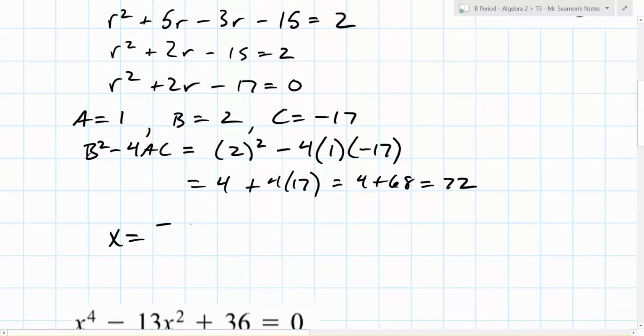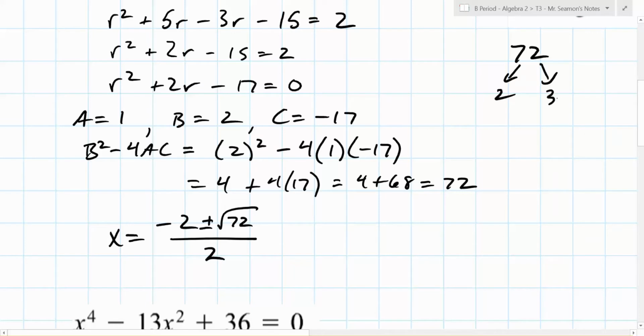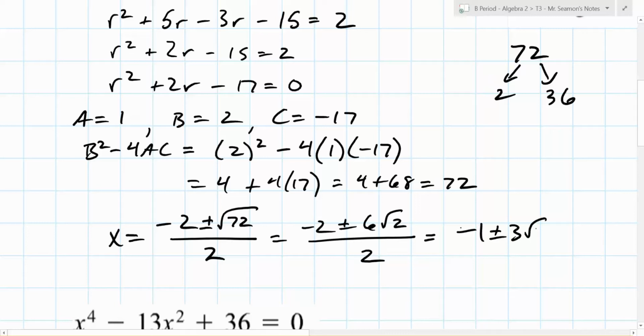So what do we get for an answer? X is equal to negative B, which is negative? 2. Plus or minus the square root of? 72. All over 2 times A, so it's all over 2. You're not done yet because what should you simplify? 72. You can pull out a 2 and a 36. Oh, 36 is a square, isn't it? Yeah. So that's going to be negative 2 plus or minus 6 root 2 all over what? 2. You can cancel the 2's out in both places and you end up with negative 1 plus or minus 3 root 2. There's your final answer right there.